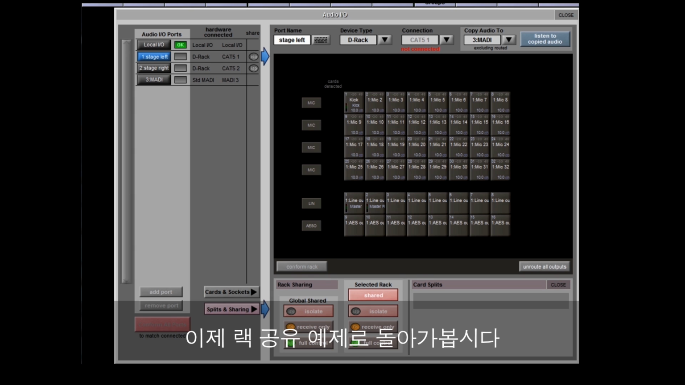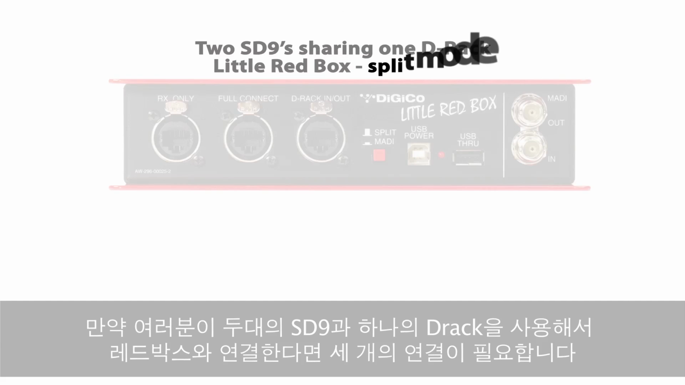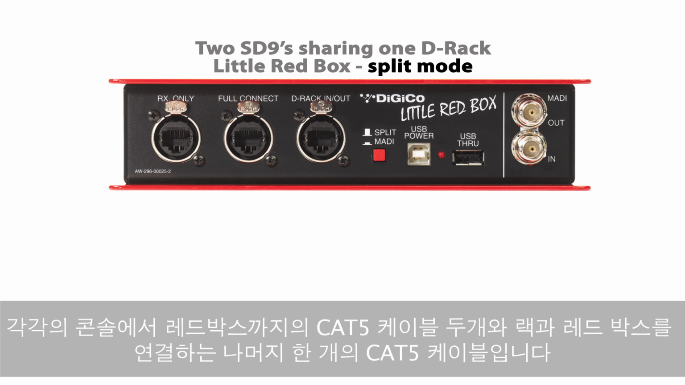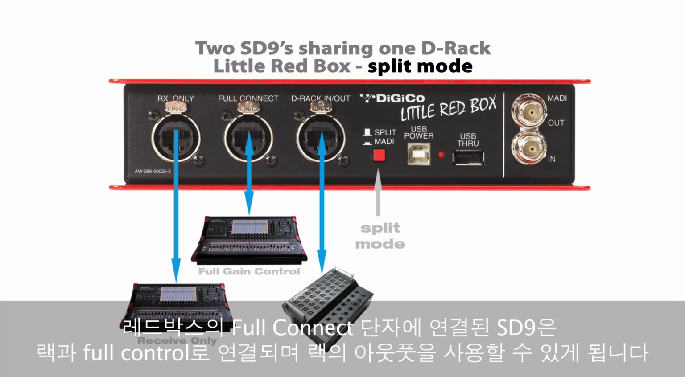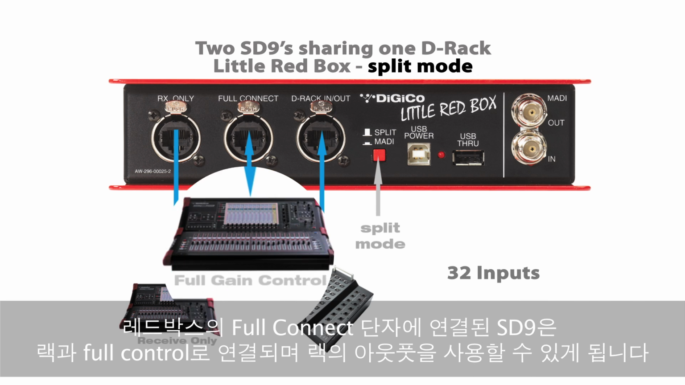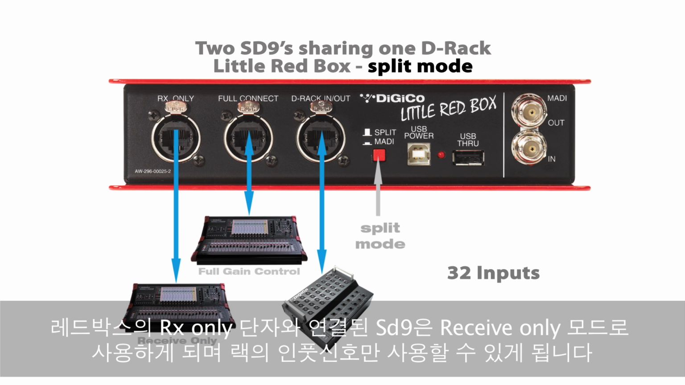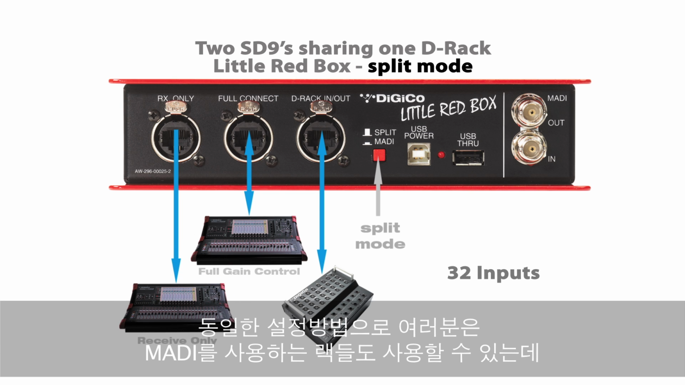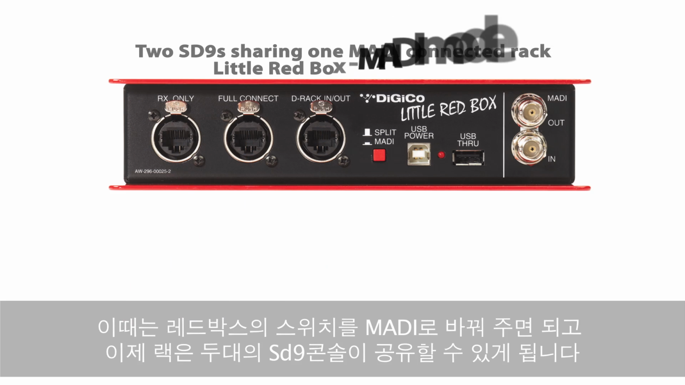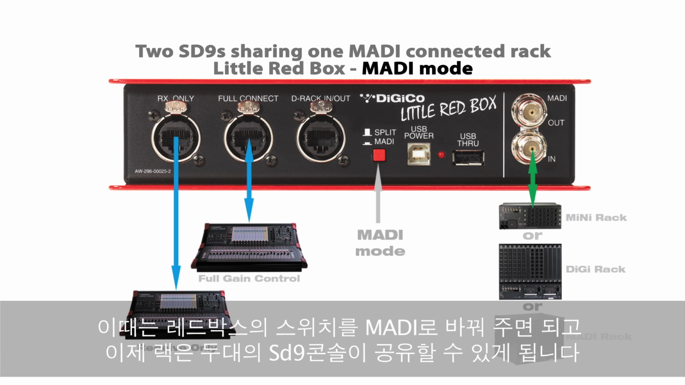So going back to our shared rack example, if we connect up a red box using two SD9s and a D-Rack, 3 connections are required. A Cat5 from each console to the box, and a third Cat5 that links the rack to the box. The SD9 plugged into the full connect port has full control of the rack and can access the outputs of the rack. The SD9 plugged into the RX only port is in receive only mode and only has the inputs from the rack. Using the same setup, you can share a MADI connected rack. Just flip the switch on the little red box to MADI, and the MADI connected rack is then shared between the two SD9s.